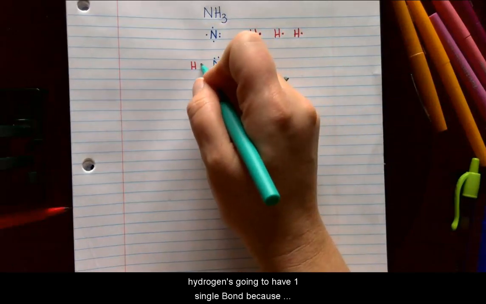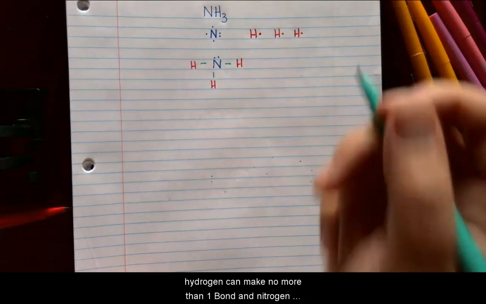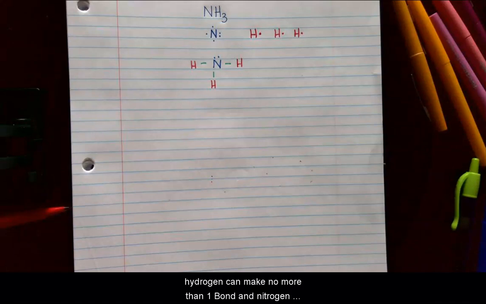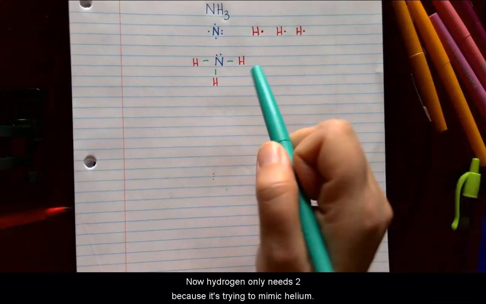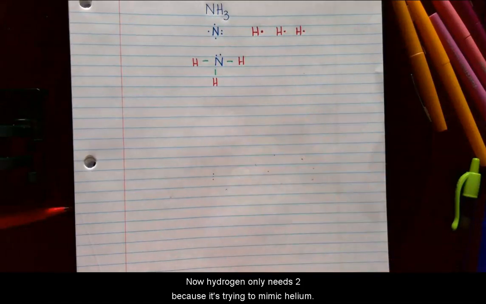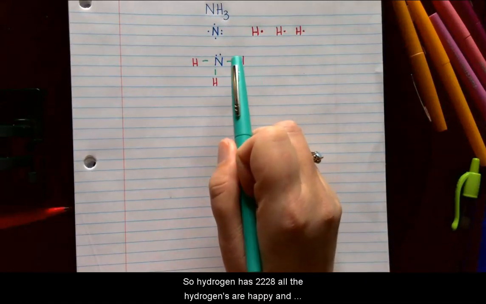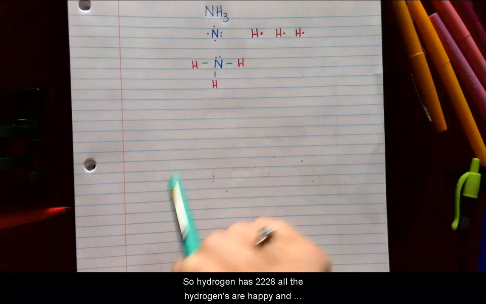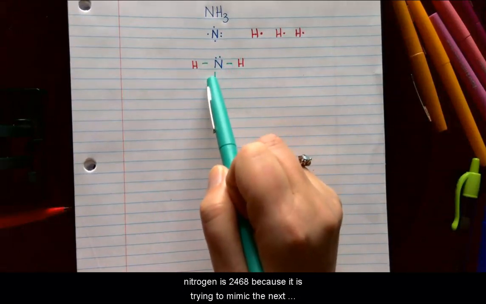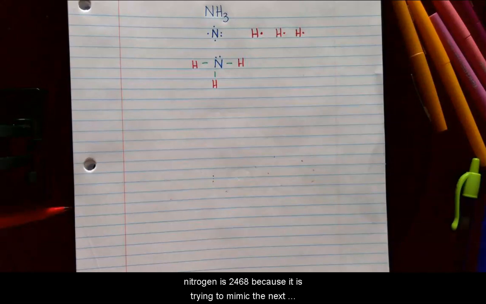that because this has 1 place to bond and this has 3 places to bond, each hydrogen is going to have 1 single bond, because hydrogen can make no more than 1 bond, and nitrogen needs 3 bonds to have a full octet. Now, hydrogen only needs 2 because it's trying to mimic helium. So hydrogen has 2, 2, 2, yay, all the hydrogens are happy, and nitrogen needs 2, 4, 6, 8 because it is trying to mimic the next largest noble gas, which is neon.